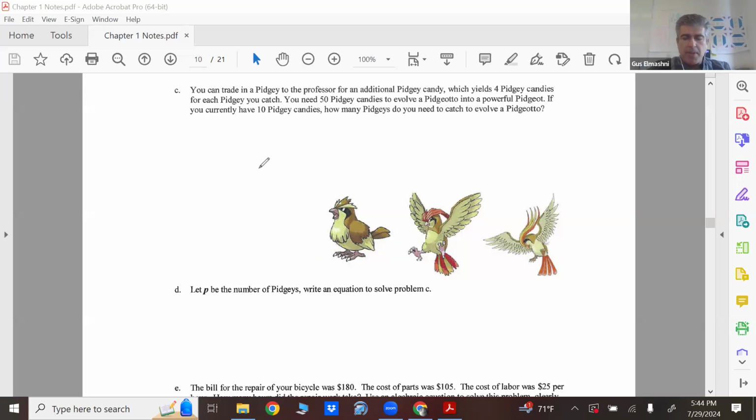So you could write it like a linear equation: 4x plus 10, because you start with 10, and x is the number of Pidgeys you catch, and you have to get up to 50. Because 4 times the number of Pidgeys will be the number of Pidgey candies you get, and that plus 10 equals 50. And I guess you could just work it out first, realizing you need 40 more candies, so 4x equals 40, x is 10. But really the equation is down here, and using p instead of x is fine. So you get that.